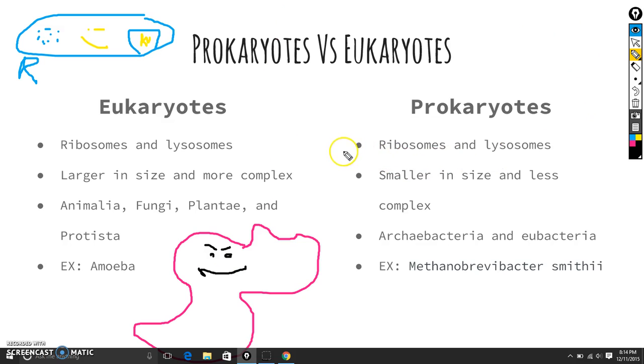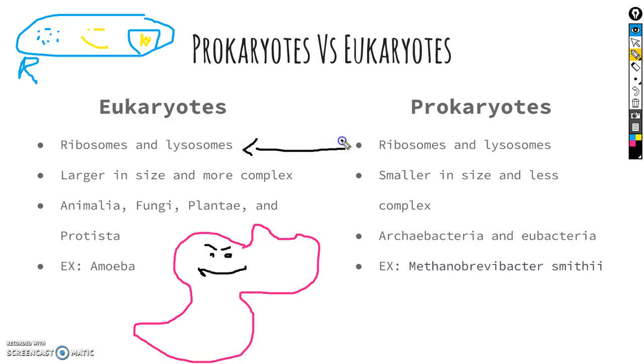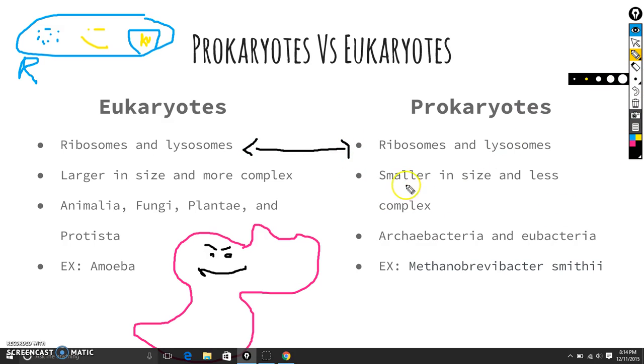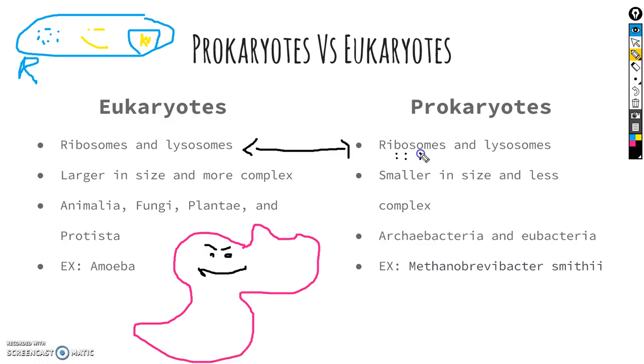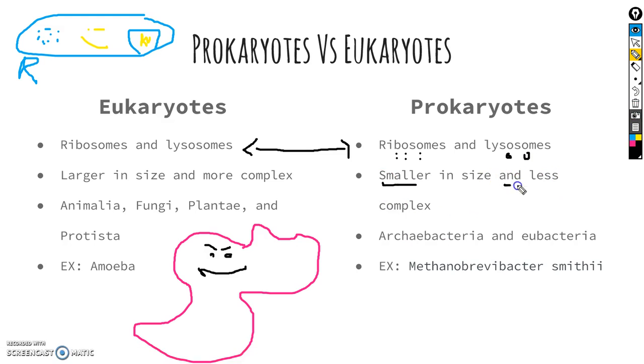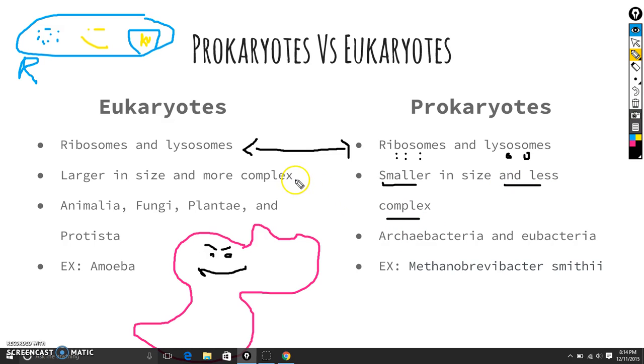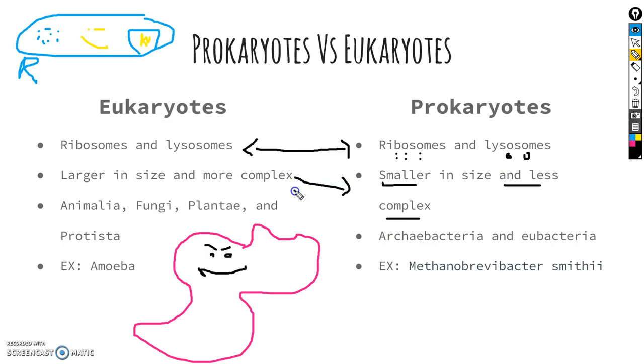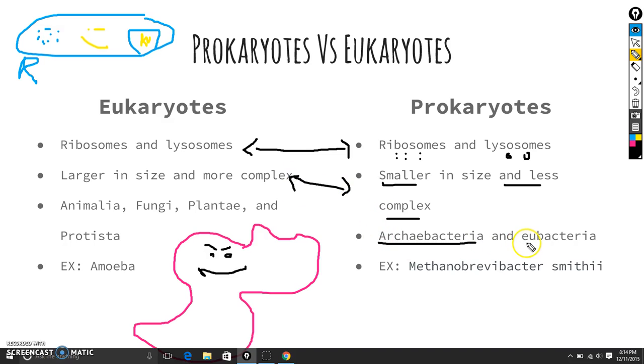Ribosomes and lysosomes are also in prokaryotes, though they are not membrane-bound. Ribosomes are free-floating proteins and RNA, while lysosomes are just bubbles of particles. They are smaller in size and less complex than eukaryotes due to their lack of protein or membrane-bound organelles. These include archaebacteria and eubacteria. Archaebacteria live in extreme environments and do not affect humans, but eubacteria can help or hurt humans. This includes Methanobrevibacter smithii.